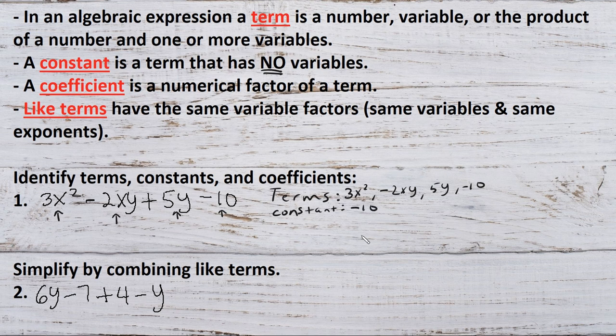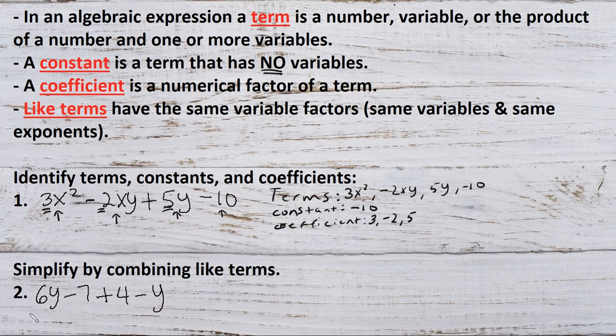And then of course we move into the coefficients, and coefficients are the numerical factors of each term. So we look through here and we're looking for the numerical factor of each term. That would be 3, that would be negative 2, that would be 5. So the coefficient of the first term is 3, then for the next term we have negative 2, and for the last coefficient that shows up here is positive 5. So those are the terms, the constants, and the coefficients.